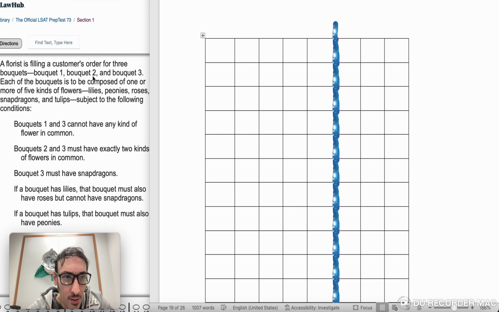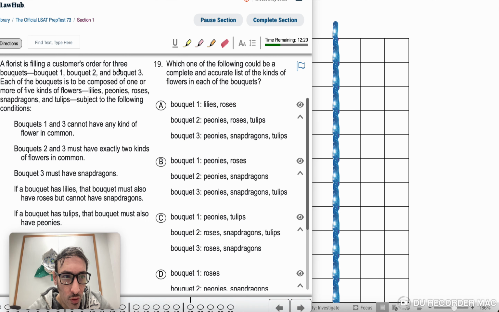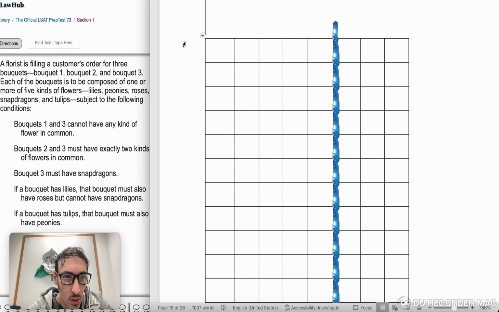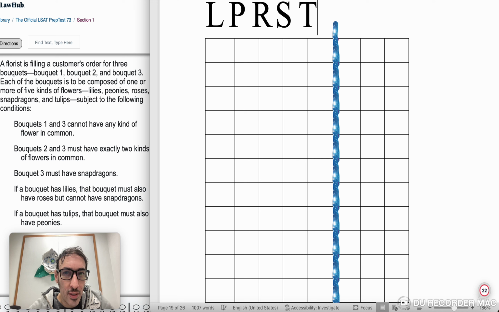A florist is filing a customer's order for 3 bouquets: bouquet 1, bouquet 2, and bouquet 3. Each of the bouquets is to be composed of one or more of the 5 kinds of flowers: lily, peonies, roses, snapdragons, and tulips. Subject to the following conditions.